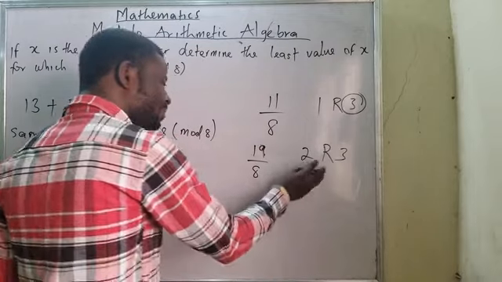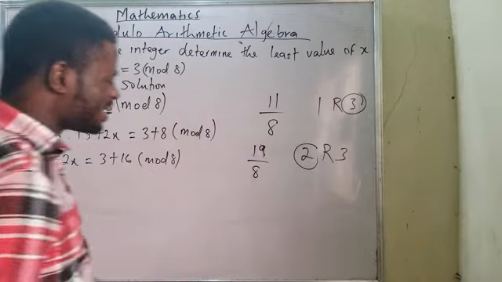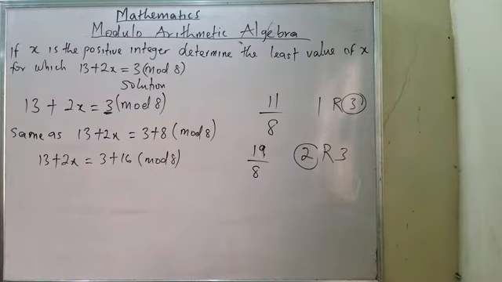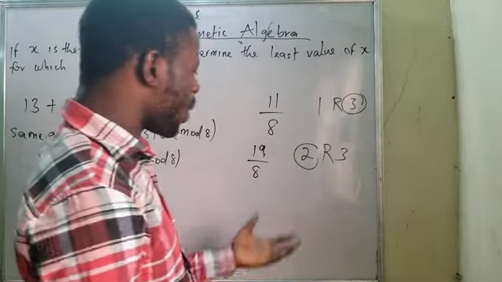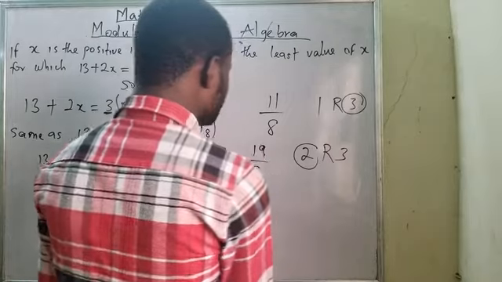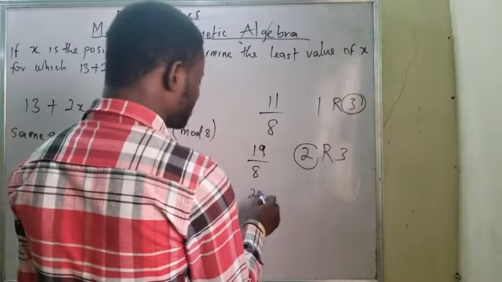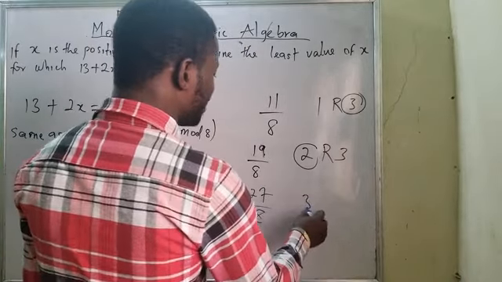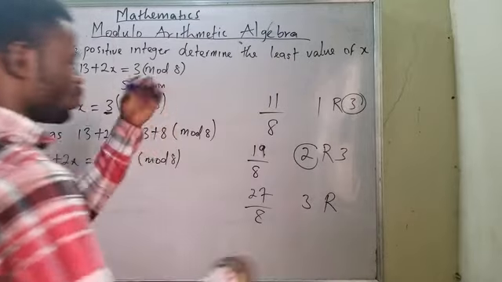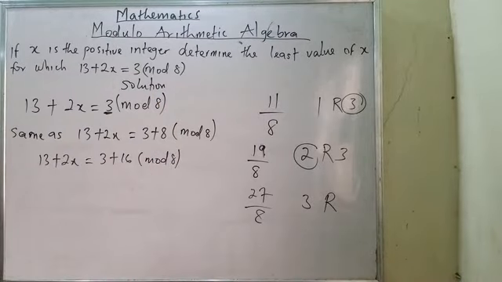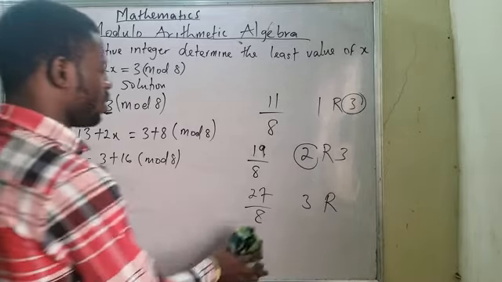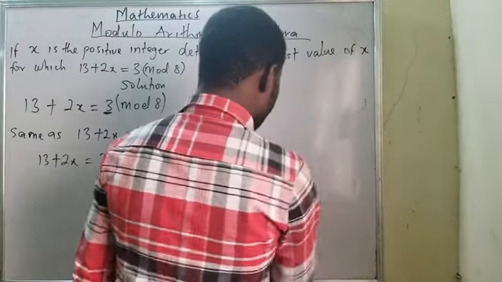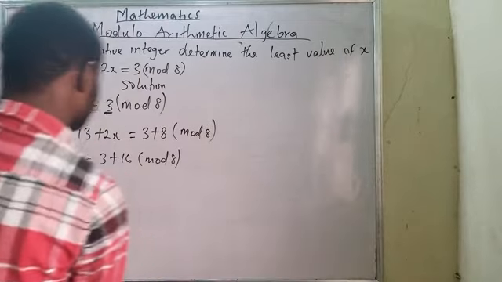Now, the number of times is 2 and the remainder is the same as 24. 3 plus 24 means 27 divided by 8, 3 times remainder. That is what I will be working on. Since I know that, please take note of that information very well. Since I know that, I will now continue.